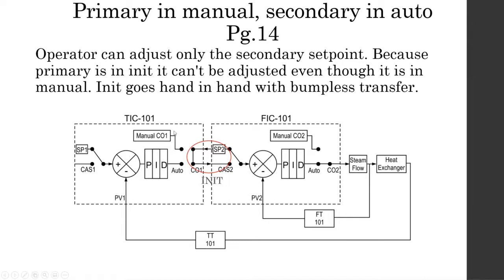But anyway, primary and manual, secondary and auto. What happens here? The operator can adjust only the secondary set point, right? Because it's in auto, so we can adjust the set point. Because the primary is in init mode, it can't be adjusted even though it's in manual. Init goes hand in hand with bumpless transfer. So this controller output signal is going in there, doing whatever magic it needs to do, and we're getting bumpless transfer. Don't break your heads over it.